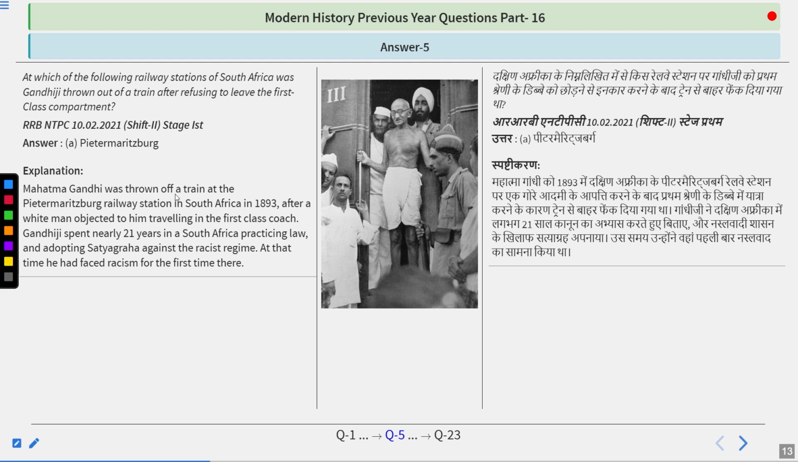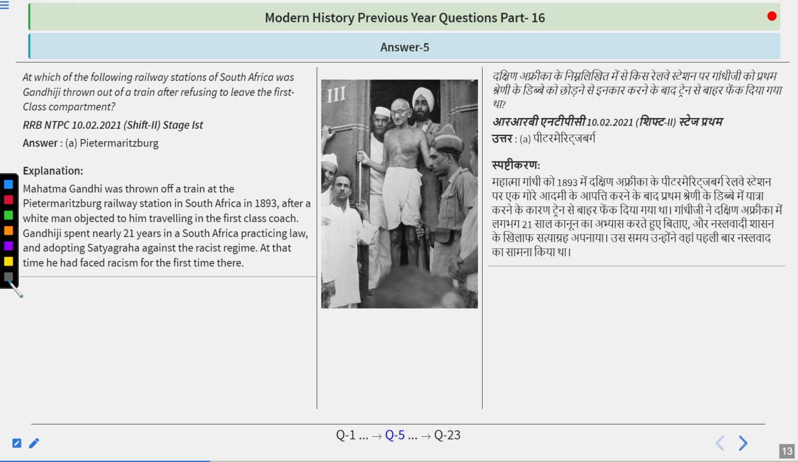So Mahatma Gandhi was thrown off a train at the Pietermaritzburg railway station in South Africa in 1893 after a white man objected to him traveling in the first class coach. Gandhiji spent nearly 21 years in South Africa practicing law, adopting satyagraha against the racist regime. At that time, he had faced racism for the first time there.